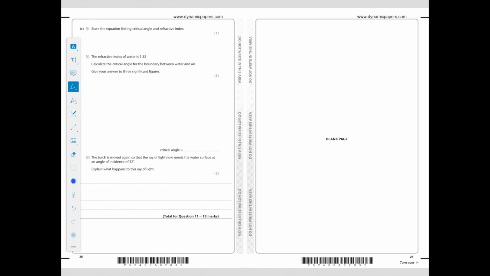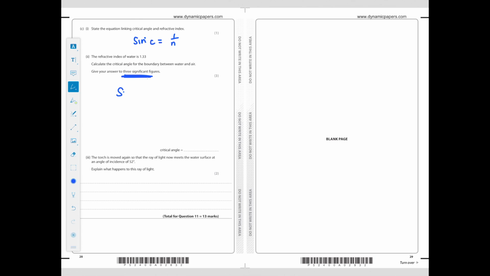State the equation linking critical angle and refractive index. Again, learn this. Do not lose marks by not being bothered to learn the correct equations. The refractive index of water is 1.33. Calculate the critical angle for the boundary between water and air. Give your answer to 3 sig fig.